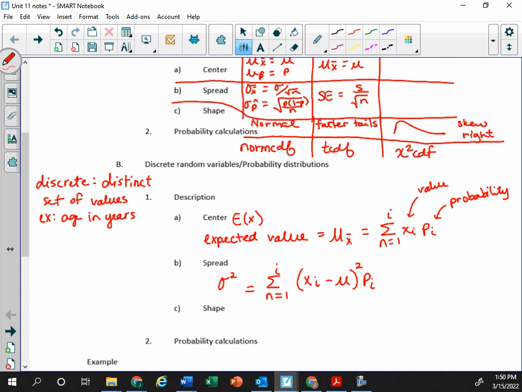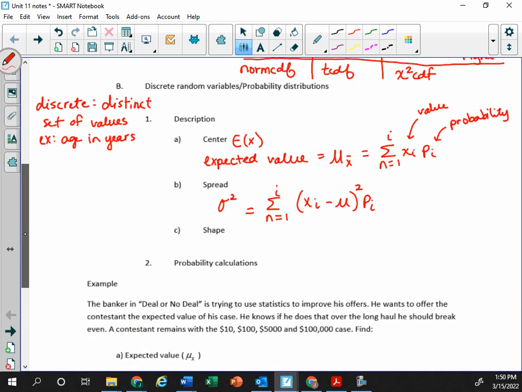So what the spread is talking about here, you've got your individual value, that's the x sub I. You're figuring out how far away it is from the average, and then you're taking that times the probability, adding those all together to get your total spread. Okay? Again, you're not going to have to do this by hand.